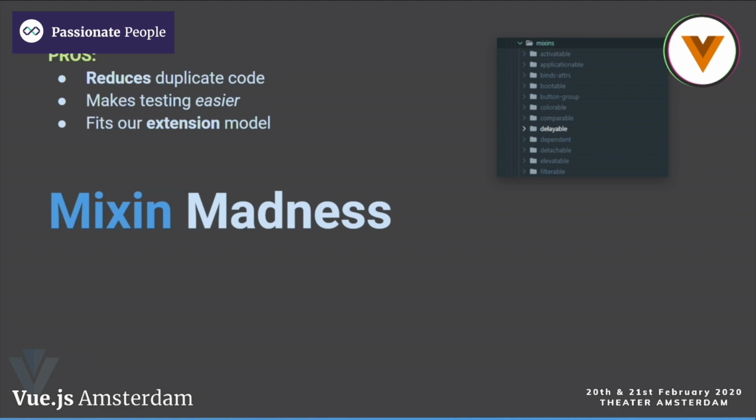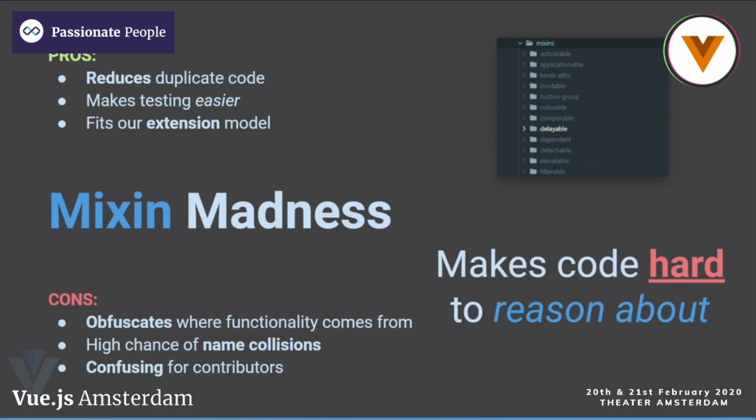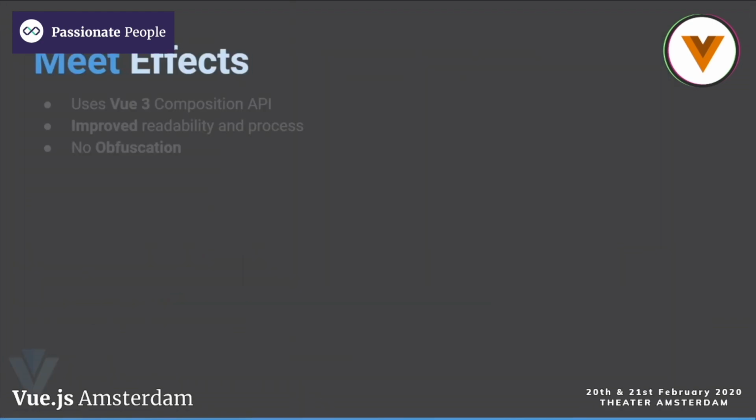Mix-in madness, again, so for us, it reduced the duplicated code, it made testing easier, and it really fit our extension model. But again, the problem was it obfuscates where the functionality came from. You had a high chance for name collisions, and then again, it's very confusing for contributors. You don't know where information's coming from. Again, it makes the code hard to reason about.